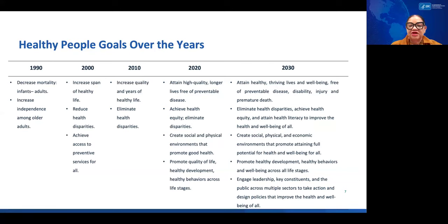And then in 2030, there was further expansion of social, physical, and environmental environments in the context of social determinants of health, and then to also promote healthy development, healthy behaviors, and well-being across the lifespan. And finally, which was much different from the authorizing language, even though there was a private sector component, it was a need to really see how people were actually using these objectives at a national level. And so engaging leadership, key constituents, and the public across sectors to take action and design policies that improve the health and well-being of everyone.